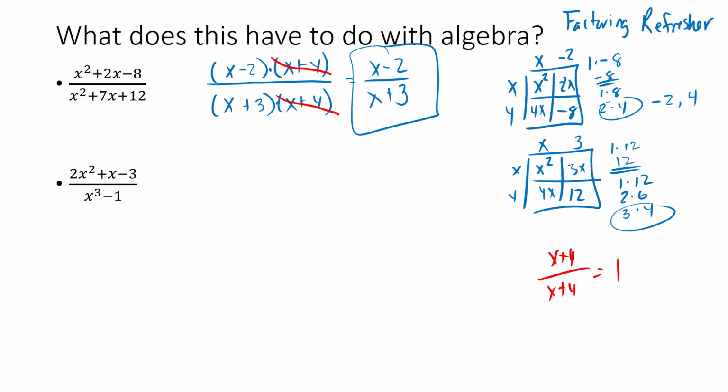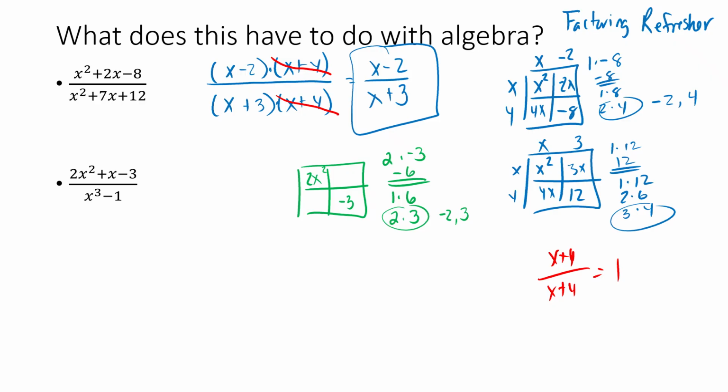Next one. So what do we got going on? Let me change my color. Let's go with green. So on this one, we have 2x squared. And we have a negative 3, so we do 2 times negative 3 is negative 6. Factors of 6 are 1 times 6 and 2 times 3, and we are looking for something that adds up to a 1, so that'll be a negative 2 and a positive 3.